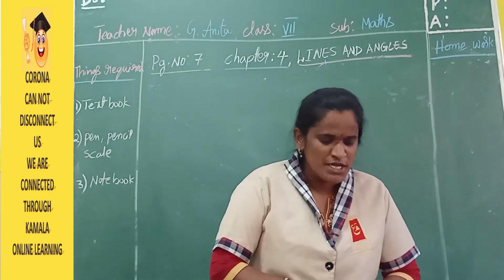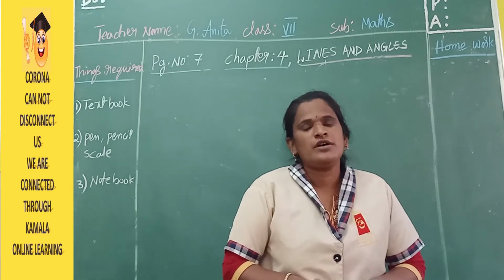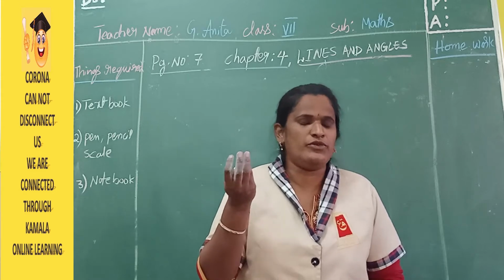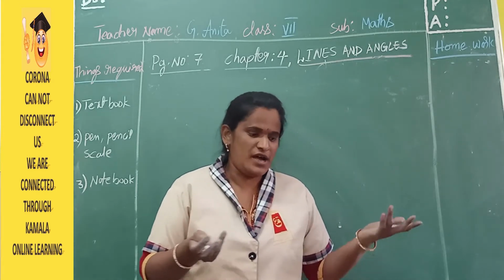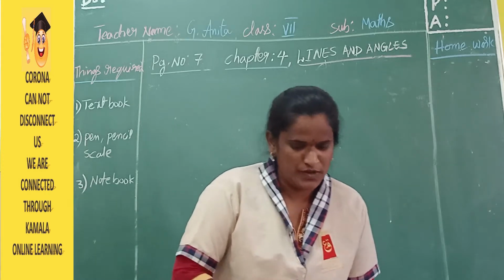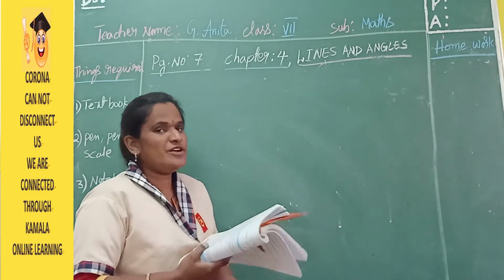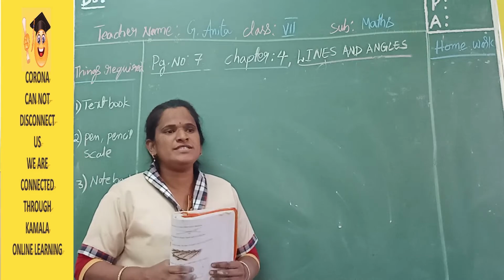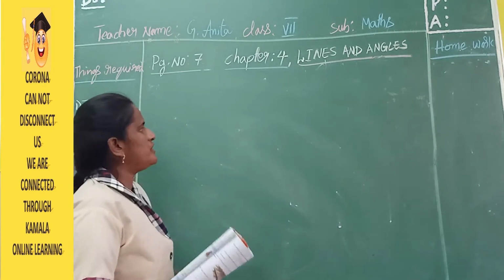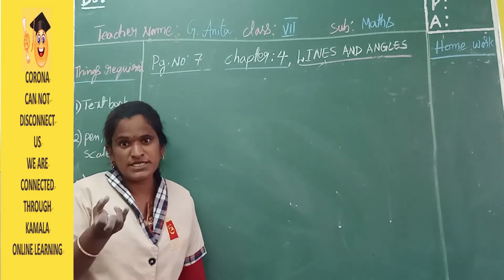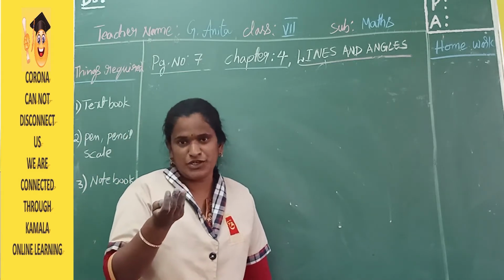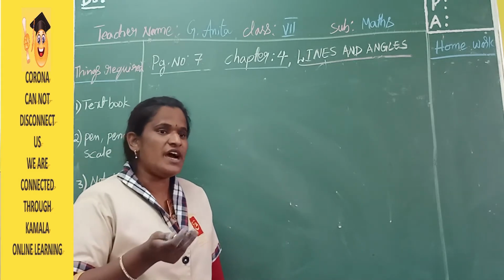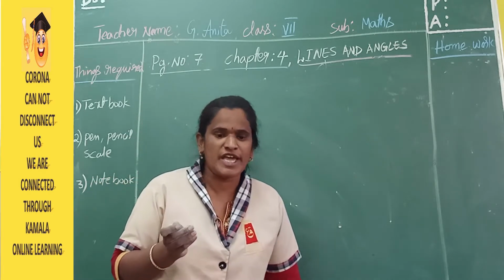Okay students. I hope everyone knows the meaning of vertically opposite angles, because I already explained it in the previous class. So what is the meaning of vertically opposite angles? Vertically opposite angles have a common vertex and both are opposite to each other. Then they are said to be vertically opposite angles.